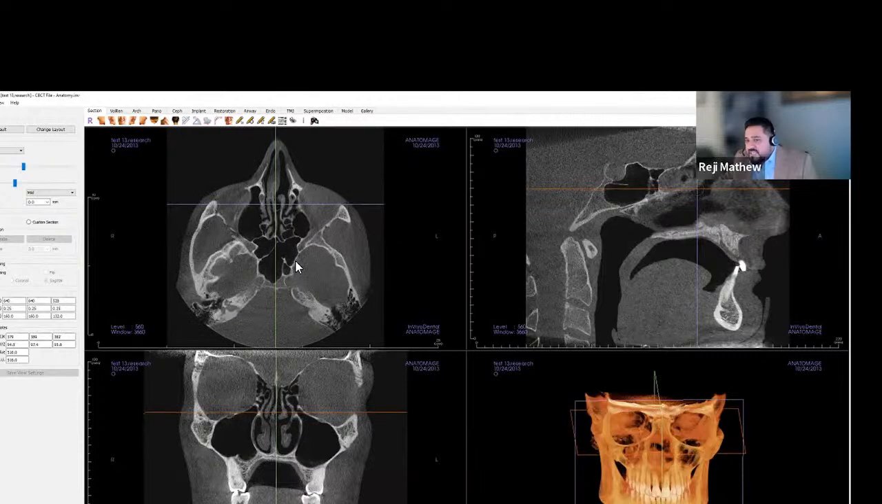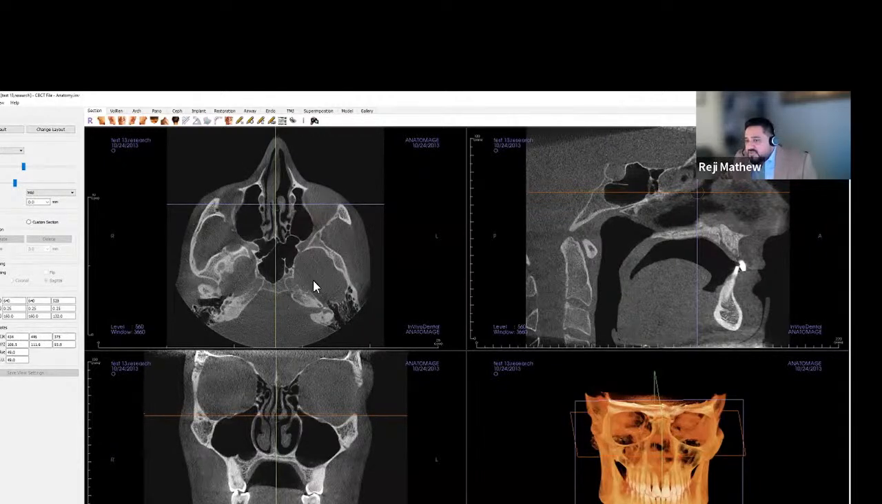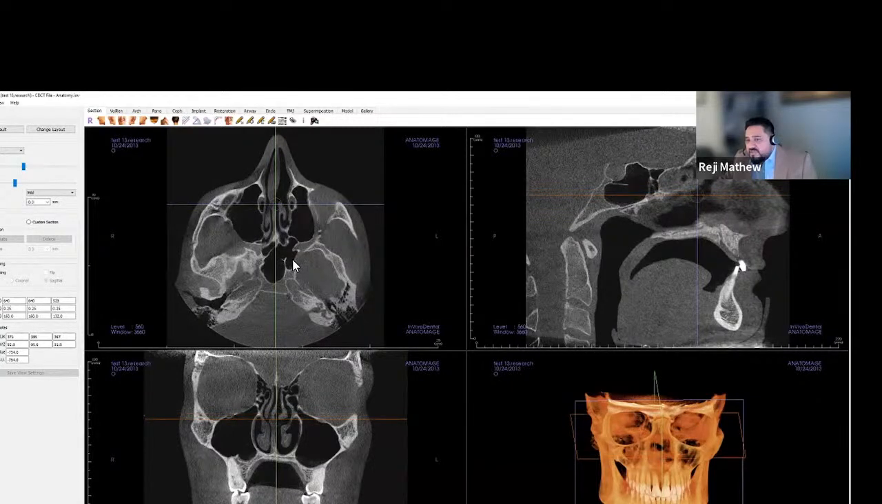You could clearly see the carotid canal right here. I'm scrolling through the squamous and petrous parts of the temporal bone. You could see the foramen rotundum right here. So this is a very important area.